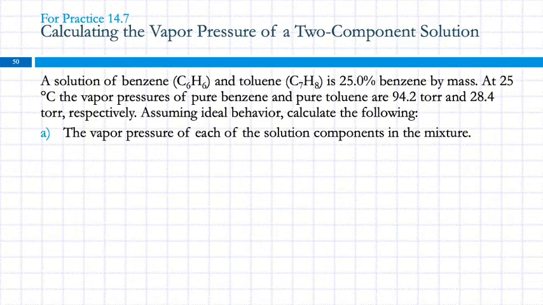Okay, this is a fun one. A solution of benzene and toluene is 25% benzene by mass, and at 25 degrees Celsius, the vapor pressure of pure benzene and pure toluene are 94.2 torr and 28.4 torr, respectively. Assuming ideal behavior, calculate the following: the vapor pressure of each of the solution components in the mixture.